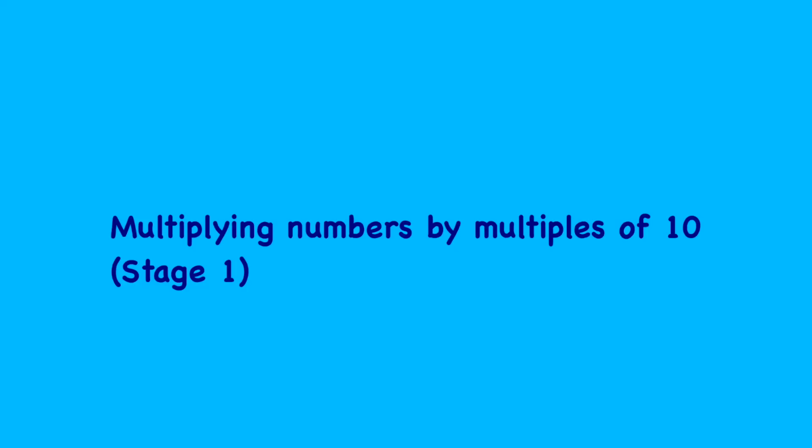Multiplying numbers by multiples of 10. Multiples of 10 are any numbers in the 10 times table. So what we're looking at in this video is how we can multiply any number by a number in the 10 times table. For example, how would we solve 4 times 50, because 50 is a multiple of 10.